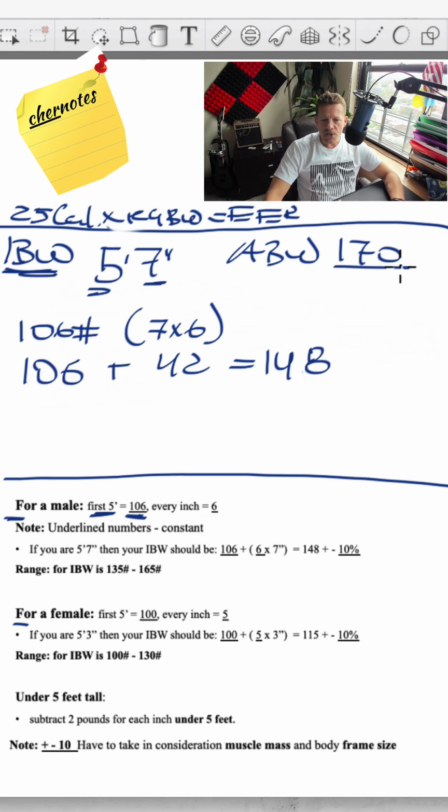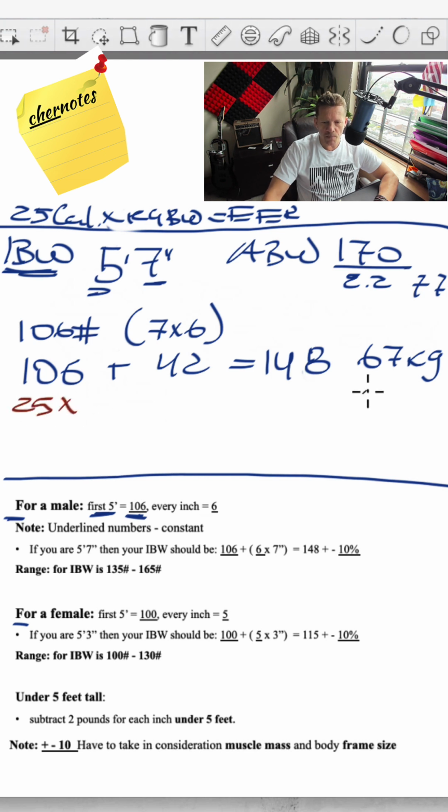So here with 170 pounds, if I divide it by 2.2, which is the constant to convert from pounds to kilograms, it was about 77 kilos. Now let's take 148 divided by 2.2, it's 67 kilos. 67 kilograms. So now I'm going to use this formula: 25 multiplied by 67 kilograms. That will equal 1680. Let's round this. That will equal 1700.